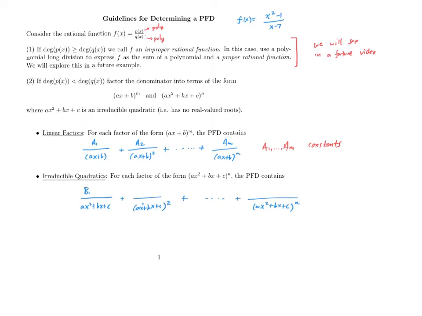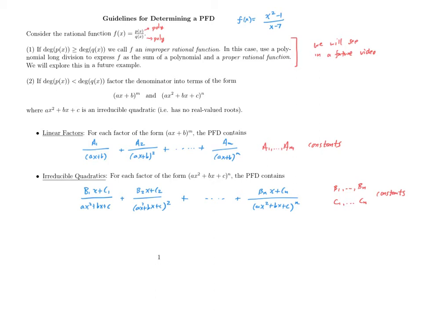So we'll say b1x plus c1, b2x plus c2, all the way up through bnx plus cn, where in this case, the b1 through bn and the c1 through cn are all arbitrary constants. For any given example, we will want to first write out the form of the partial fraction decomposition. It will involve arbitrary constants. Then algebraically, we solve for those constants.